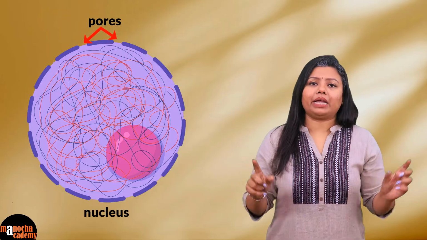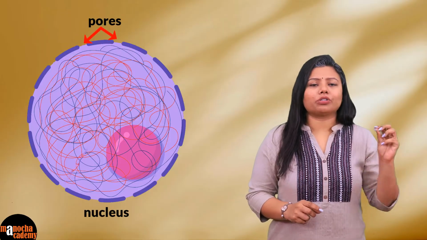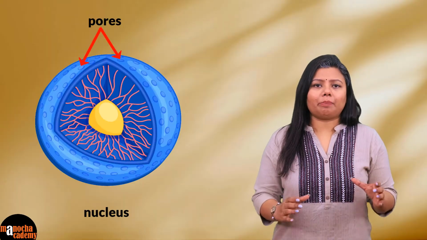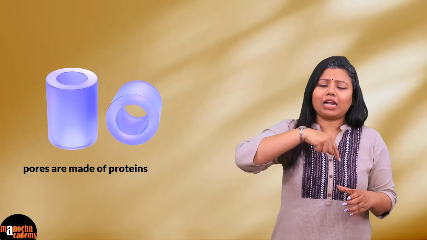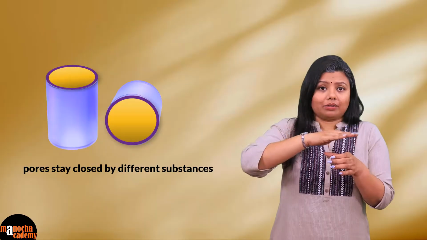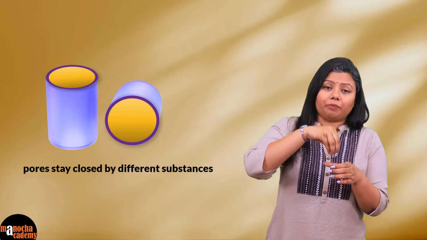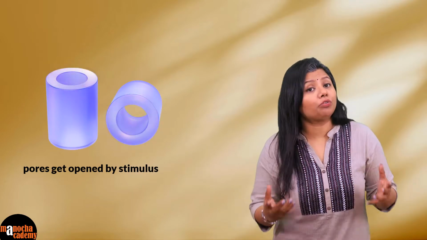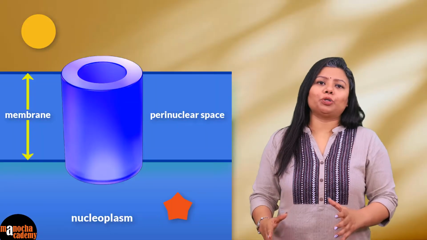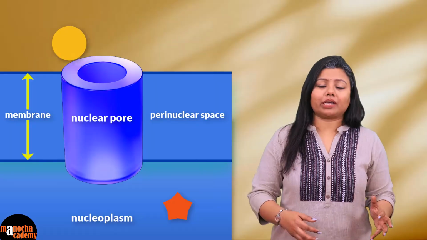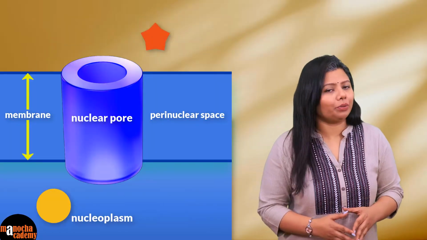Now the nuclear membrane has small pores all over its structure. These pores are made up of hollow cylinders that are made out of proteins, and these pores sometimes are guarded or provided with different kinds of plugs that only open when a stimulus is given. What is the role of these pores? These pores, known as the nuclear pores, are passages through which substances can go in and out of the nucleus.